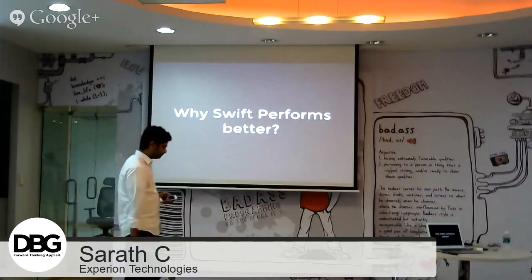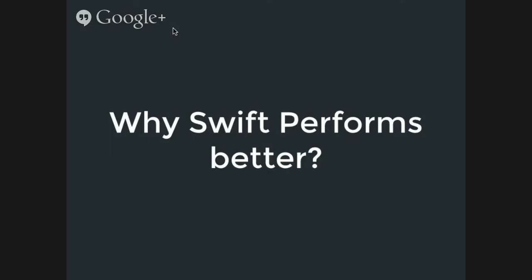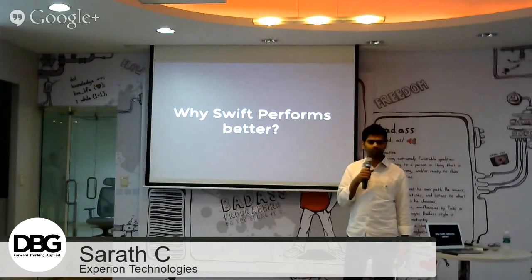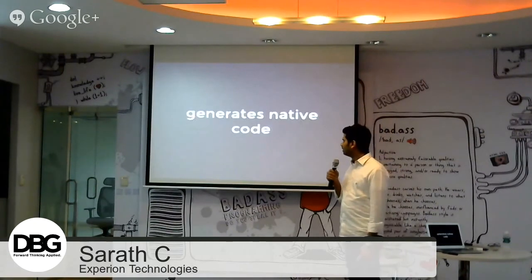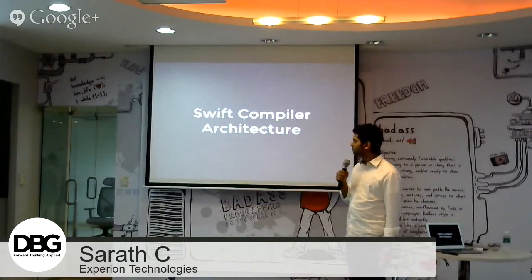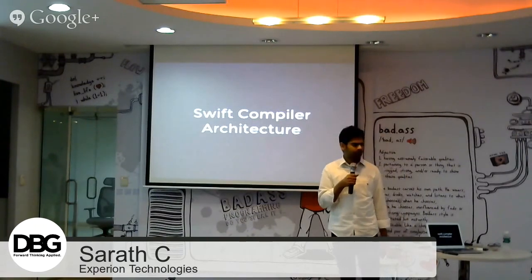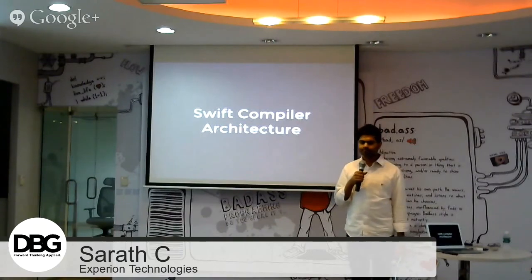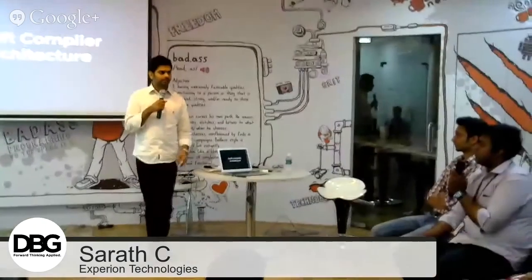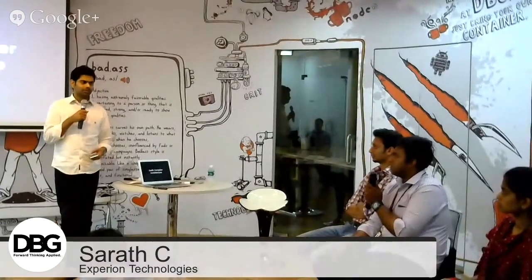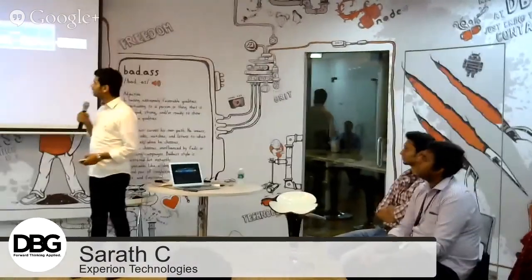Okay, so in the last discussion, we had a few questions, like why Swift performs better than Objective-C. Why could it be? Maybe it has fewer lines of code. Yeah, fewer lines in the final code it produces.